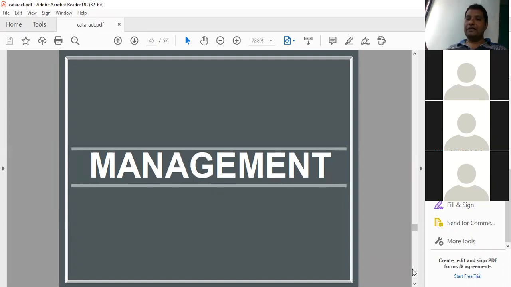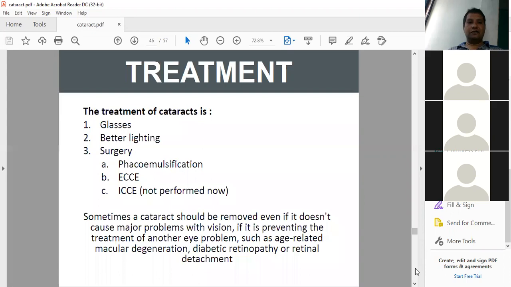So the first indication is visual indication. The second indication is medical indication. Then the third indication, friends, is cosmetic indication. It means the patient has optic atrophy in that eye. The patient will not be able to see anything even after removal of cataract, but the patient doesn't want that white opacity in his eye. So we remove the cataract. That is called cosmetic indication.